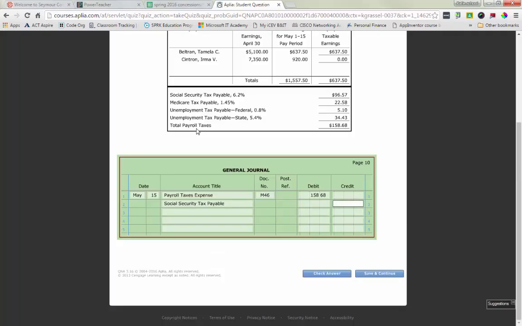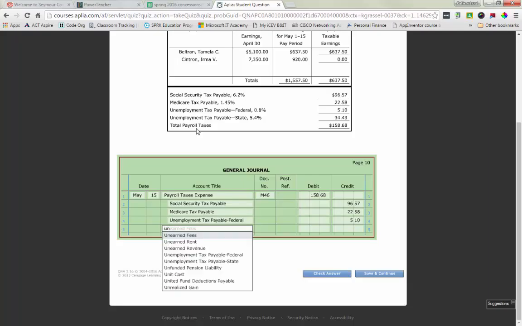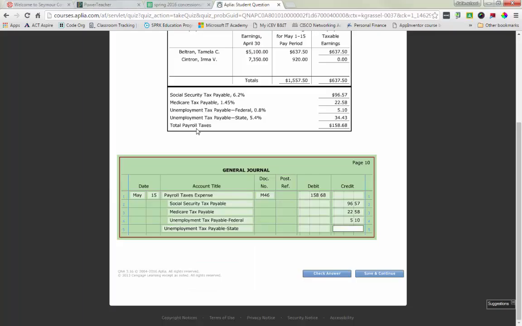I am then going to do my Social Security tax payable, which is $96.57. Medicare tax payable, unemployment tax payable federal for $5.10. Unemployment tax payable state for $34.43. So I have 1 debit and 4 credits.